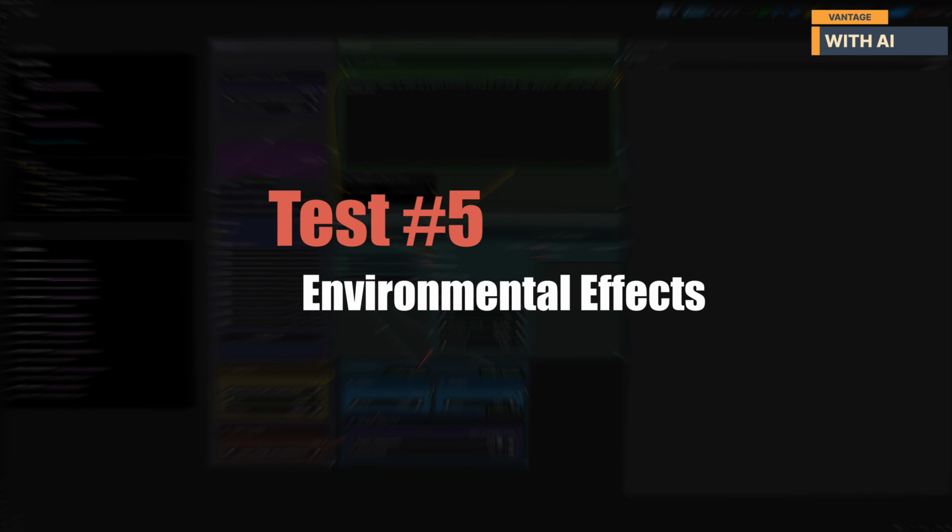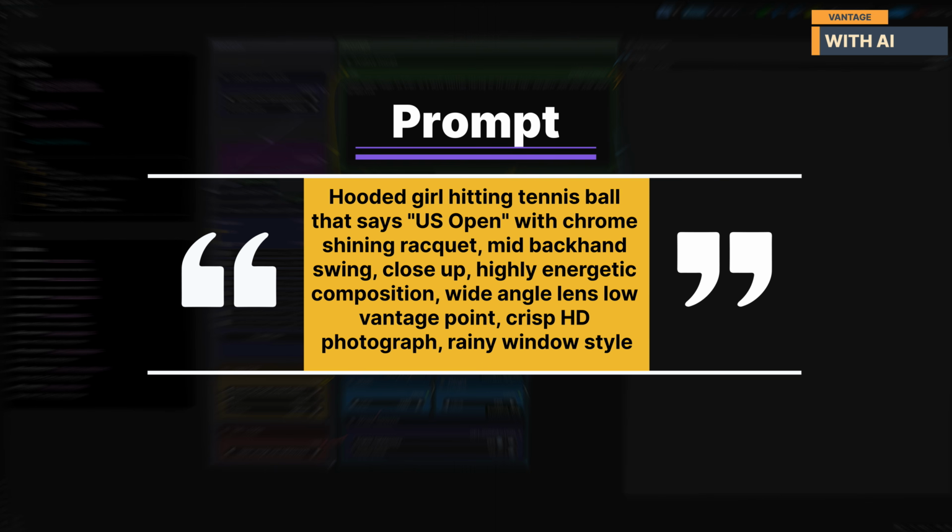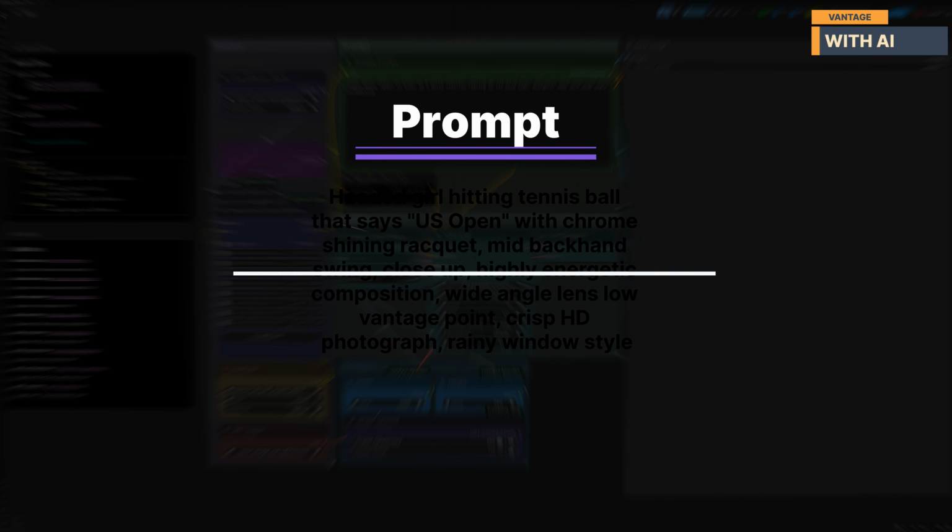For our fifth test, we'll enable the RainyWindow LoRA. This test is designed to evaluate several challenging aspects at once: environmental effects, action photography, realistic reflections, and water droplets, as well as the model's ability to render readable text within the scene. Let's see what Krea 2 Turbo generates.